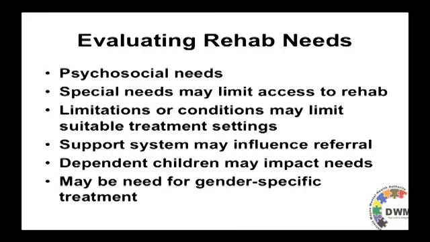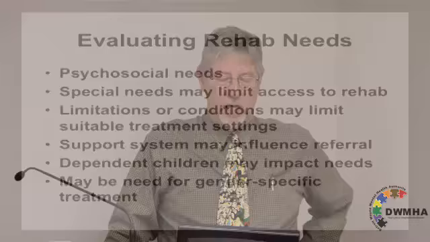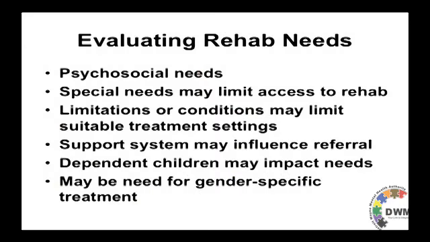Now, their rehab needs. What do you look at when you assess what type of rehab they might need? Psychosocial, special needs that limit access to rehab, limitations or conditions that may limit suitable treatment settings. Someone in a wheelchair would need wheelchair accessible. Someone with a hearing problem would need a setting that specializes in that. Who was from Salvation Army? The one in Monroe? Yeah, you guys still have that, correct? Salvation Army in Monroe is the only treatment organization I know of that is able to accommodate people with hearing problems. Gender-specific, dependent children, and the support systems.